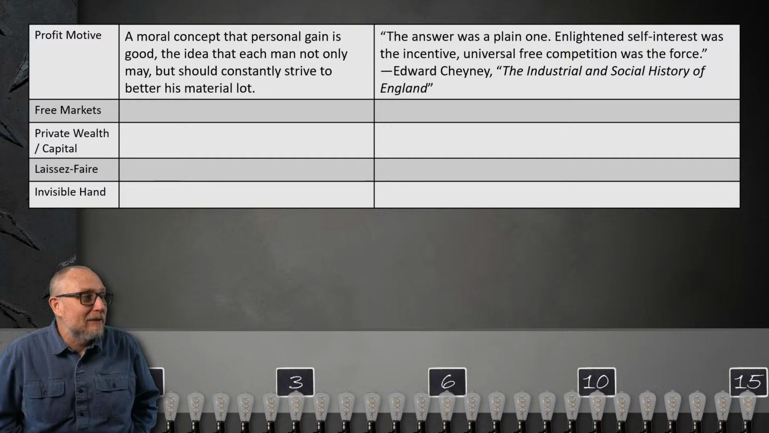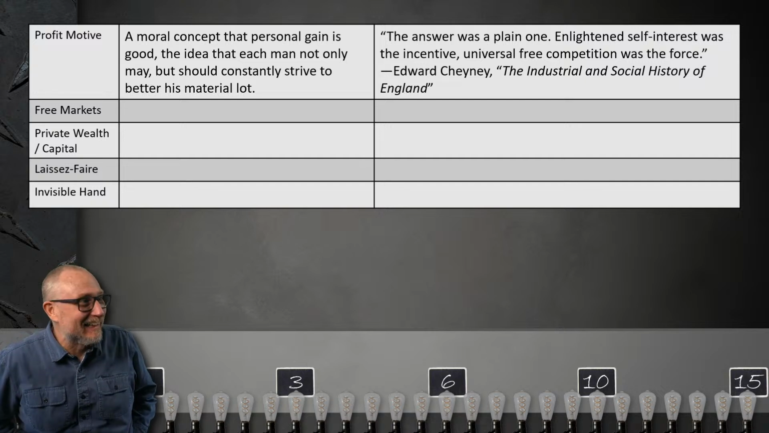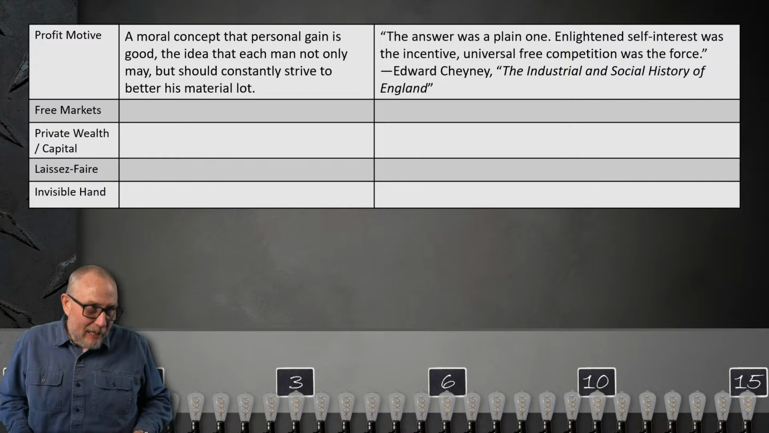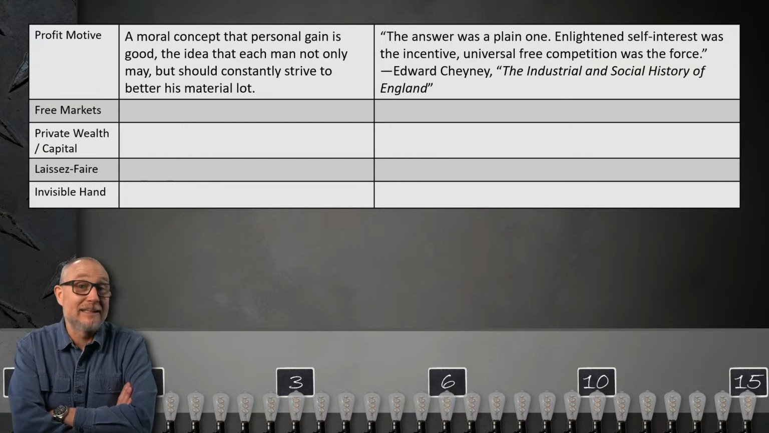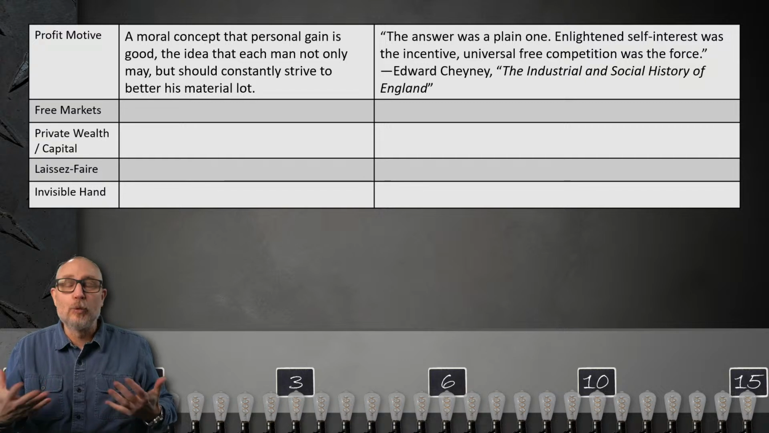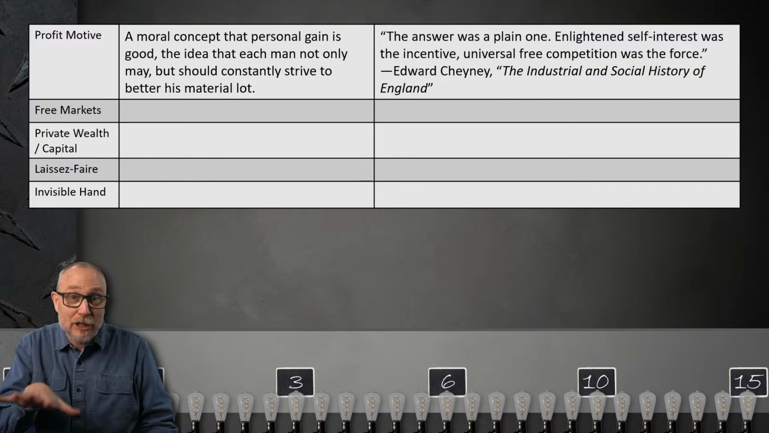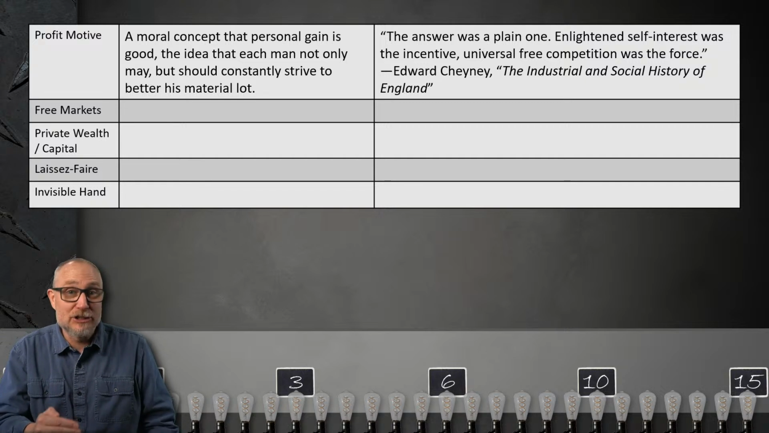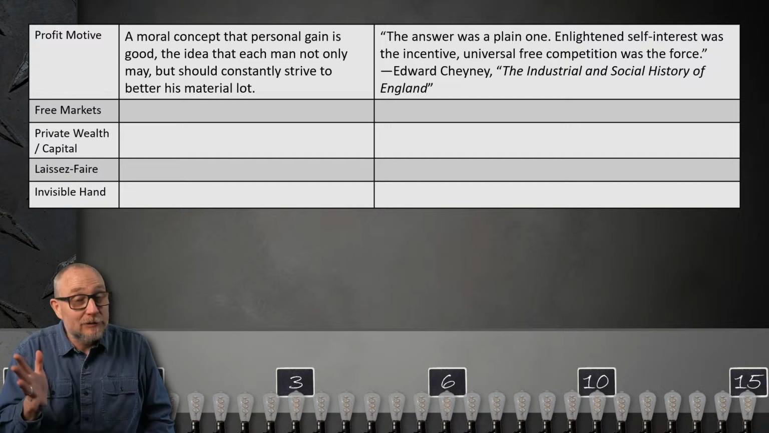The idea that each man or woman not only may, but should constantly, that's the word, constantly strive to better their material lot. Put another way, the profit motive says it's never enough. We are always willing, for the most part, and yeah, sure, there are outliers, but we're talking in generalities, to work harder, smarter, better to better our material, our financial circumstances. In other words, we're willing to work to get money. That's what it comes down to.